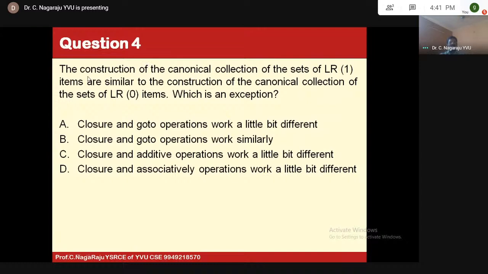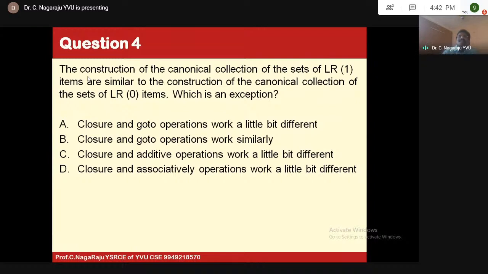And the fourth question. Construction of the canonical collection of sets of LR1 items is similar to the construction of the canonical collection of sets of LR0 items. Which is an exception? The fourth question, which is an exception?